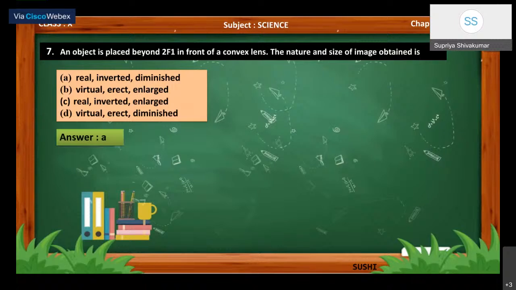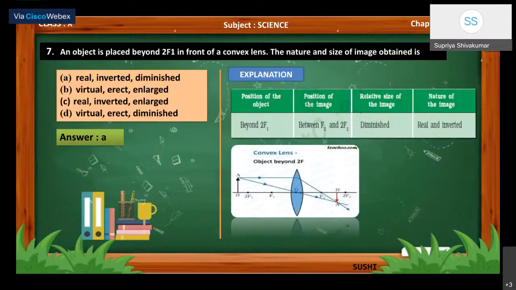Real, inverted. Yes, option A. Very good. Real, inverted, diminished. So I think it is the case, which case is that, students? Is it second case? Yes, ma'am. Yes, it is the second case. Okay, so illi explanation in bekagila ankoltini. It is a very straightforward question, so from the table.